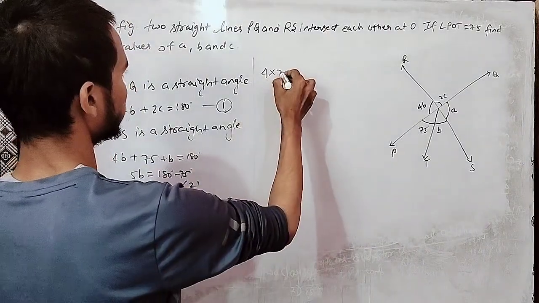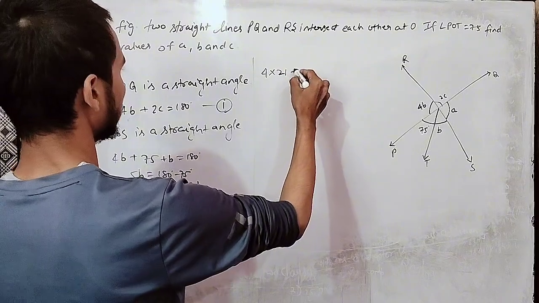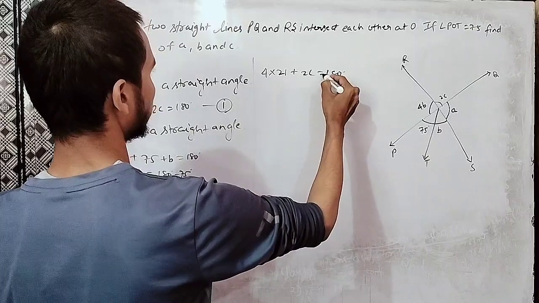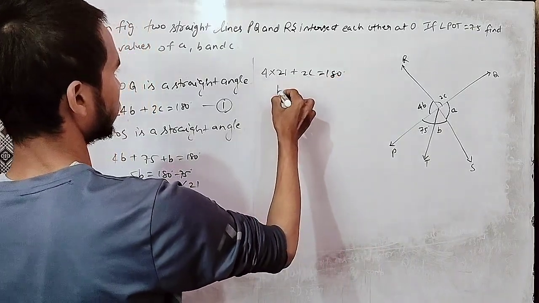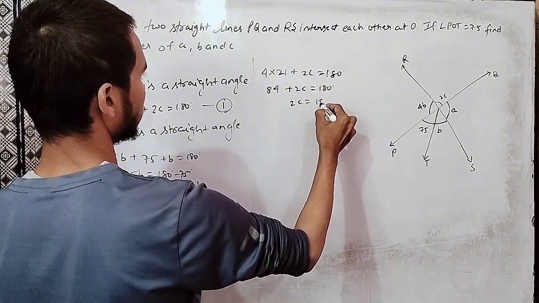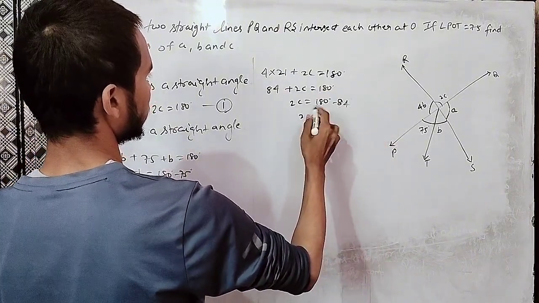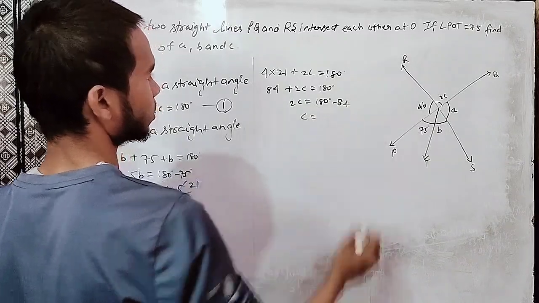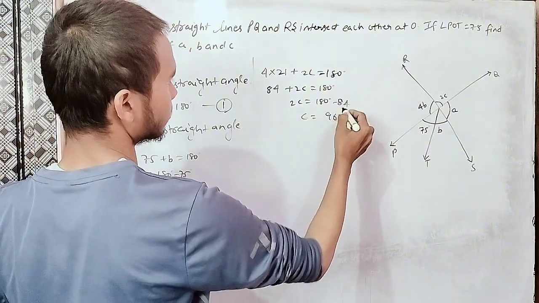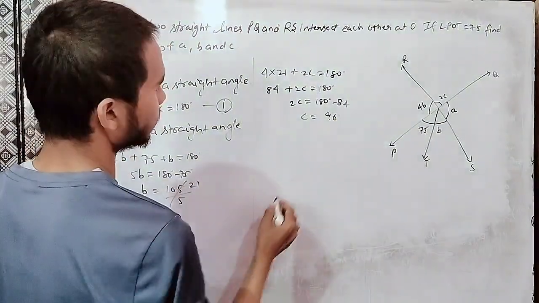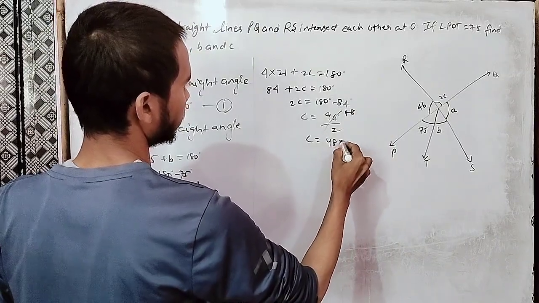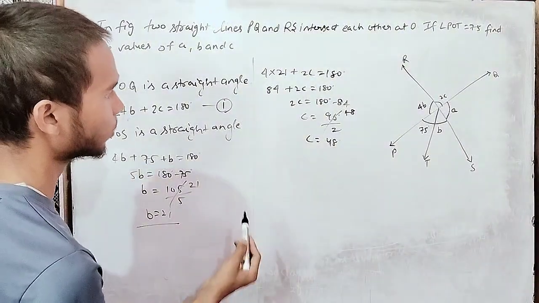4 multiplied by 21, and then 2C, is 180 degrees. So 2C is 180 minus 84, which is 96. C is 96 upon 2, which is 48. So the value of B we know and the value of C we know.